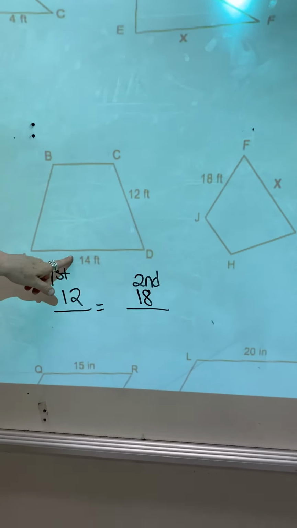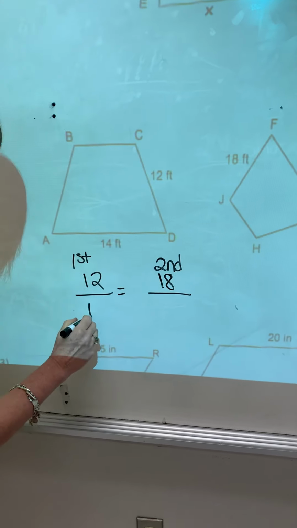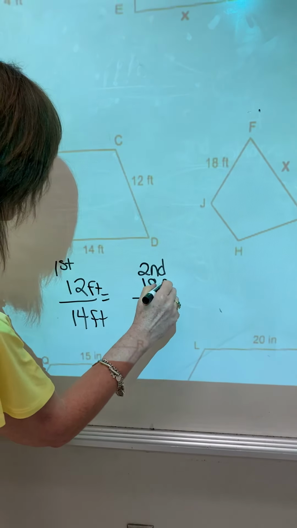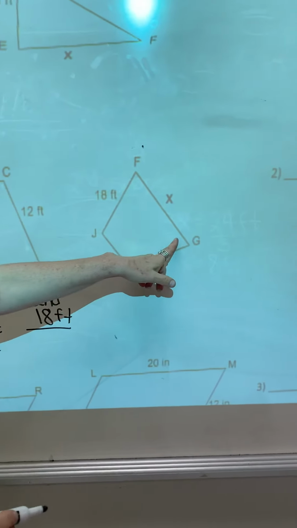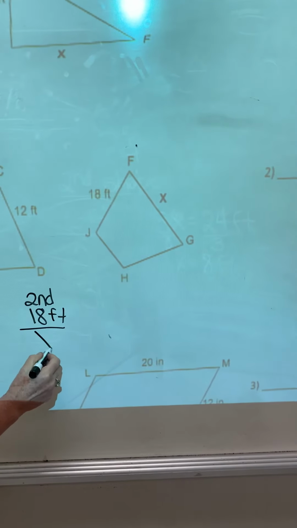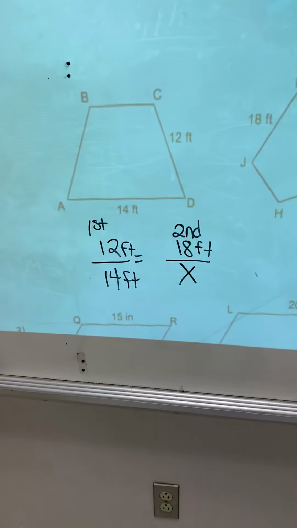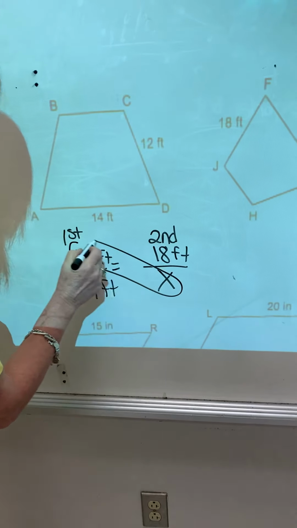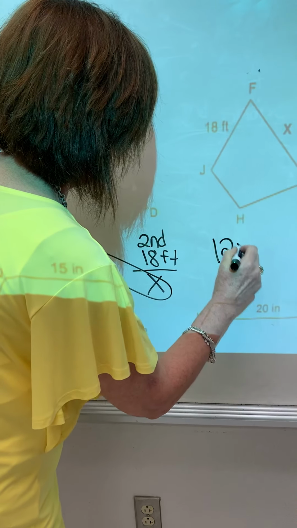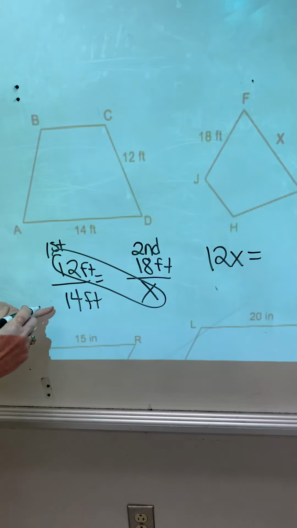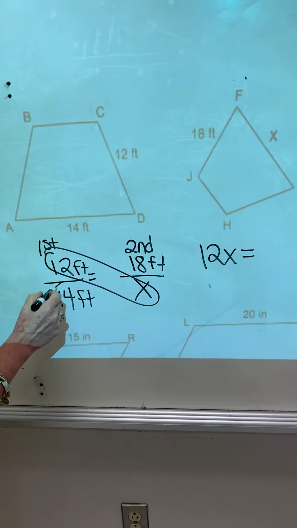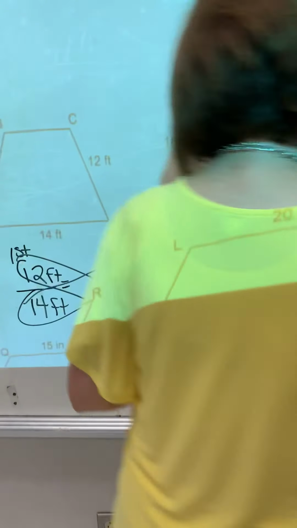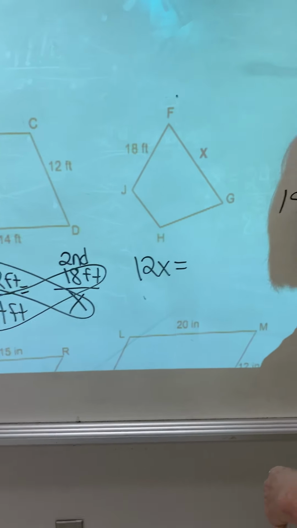Now I have 14 feet over here, again with the units. And I'm solving for this longer side here of x. So once again, I'm going to cross multiply. I'm going to multiply 12 times x, which gives me 12x. And then I have 14 times 18. So if you have a calculator, you may use that. I'm going to go ahead and multiply that out.